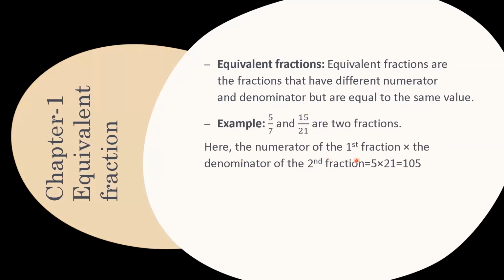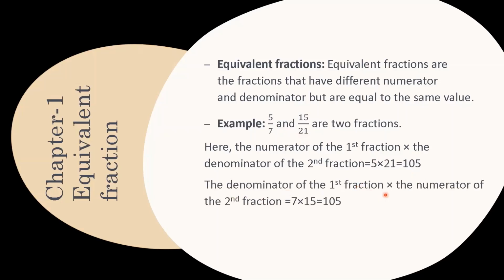Here, the numerator of the first fraction multiplied by the denominator of the second fraction. As you can see, 5 multiplied by 21, because 5 is the numerator of the first fraction and 21 is the denominator of the second fraction, and if we multiply them, it will be 105. Again, the denominator of the first fraction multiplied by the numerator of the second fraction is 7 multiplied by 15, that is 105. So therefore the two fractions are equivalent, my dear. In this way we can find out whether two fractions are equivalent or not.